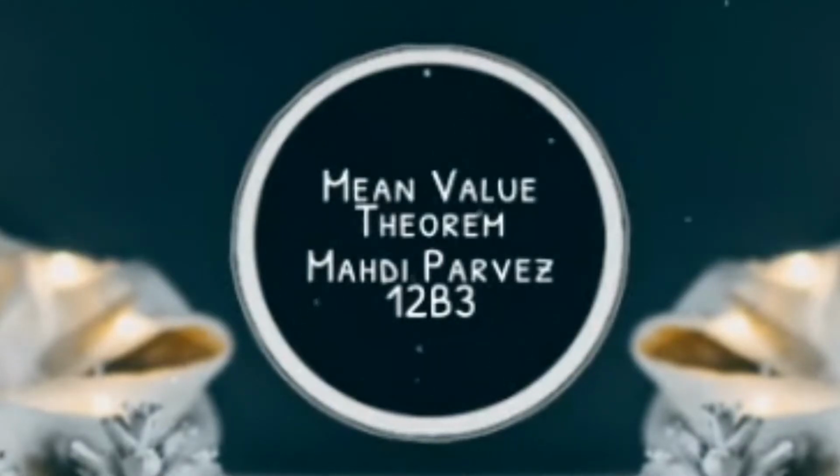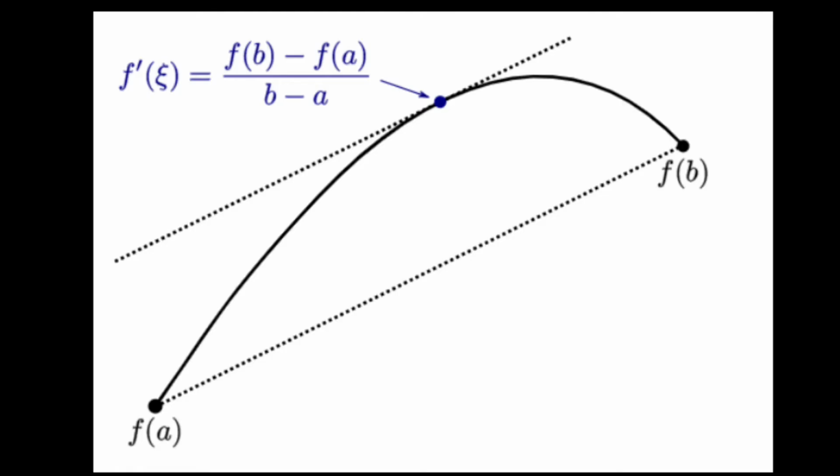Now, let's take another example. As you see in this picture, the straight line connecting f(a) with f(b) has the same slope as the tangent line at one of the points between a and b. So in this example, the curve never dips below the line connecting f(a) with f(b).